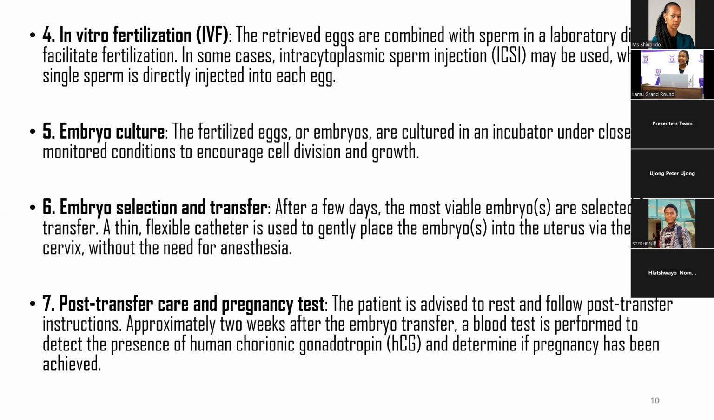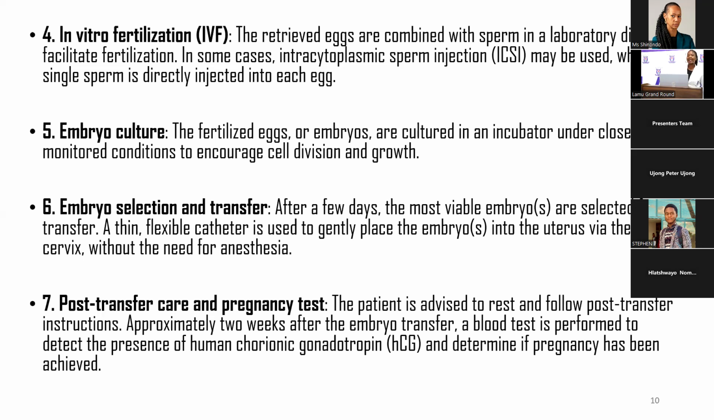A semen sample is then collected to isolate healthy and motile sperm in preparation for fertilization. The retrieved eggs and prepared sperm are then allowed to fertilize in a laboratory dish, and in some cases, intracytoplasmic sperm injection may be used, where a single sperm is directly injected into each egg. The fertilized eggs are then cultured in closely monitored conditions to allow for cell division and growth to occur. So after a few days, the most viable embryos are then selected for transfer.